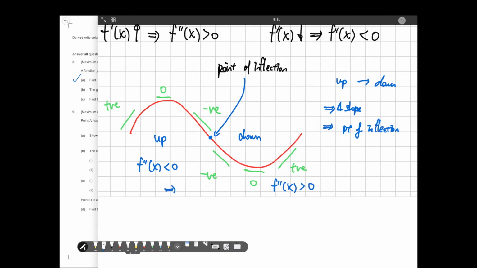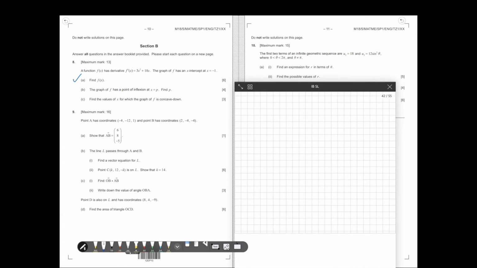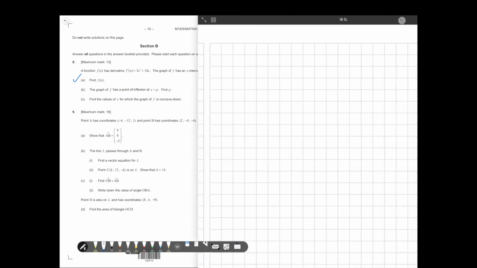So there should be a point where f double prime is equal to 0, and then you move to f double prime being positive. So you have a shift in the sign. That is why we have a point of inflection here.